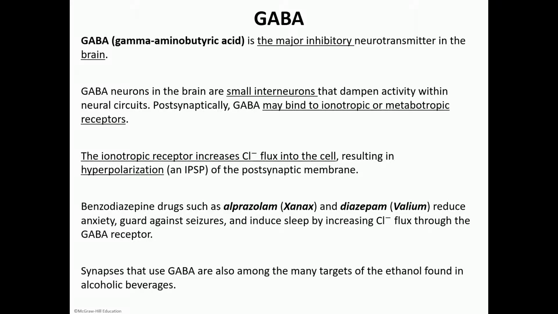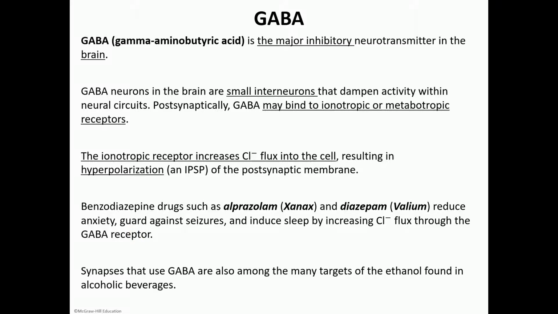And we have benzodiazepine drugs like Xanax and Valium. These act on the same receptors as GABA, and they can help to reduce anxiety. They can be used as anti-seizure drugs, or to induce sleep. All of that is due to the opening up of the chloride ion channels. Chloride goes into the cell, hyperpolarizing these cells and inhibiting them through the effect of these GABA receptors.